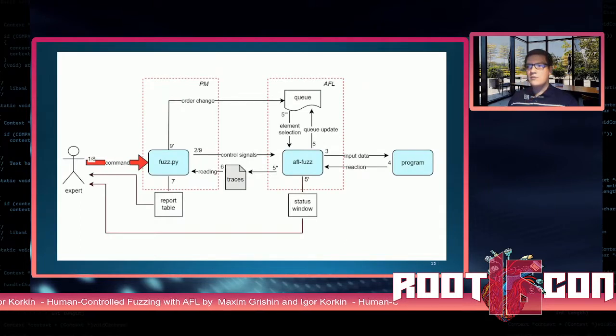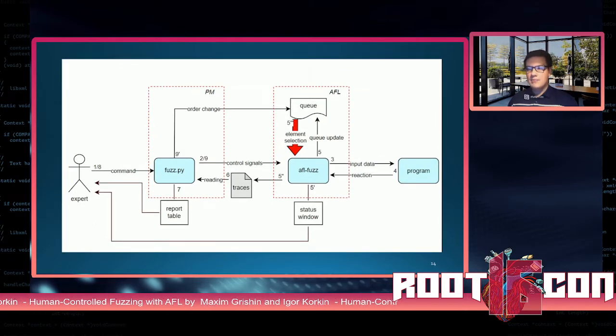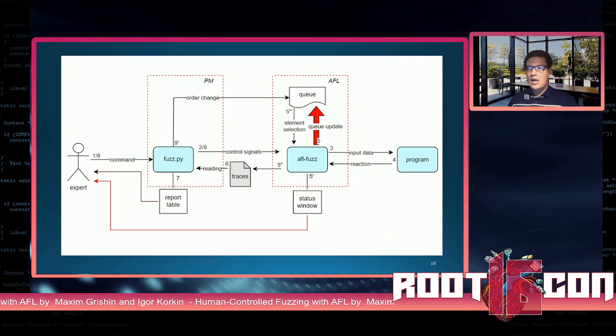Receiving the run command from the user, fuzzpy sends control signals to the fuzzer, starting the AFL fuzz process with certain parameters and report table update time. During this time, the fuzzer performs a standard cycle: retrieves the next element from the queue, mutates it, tests the program response, updates the queue, and displays a status window for the expert.